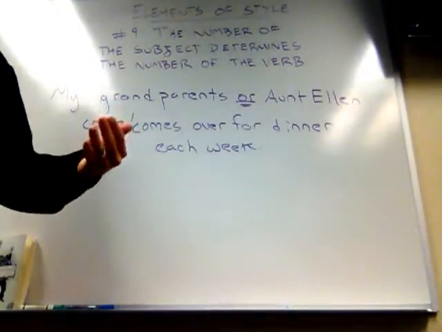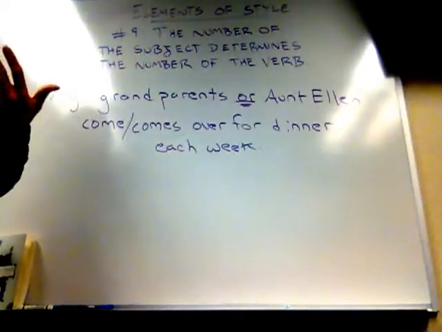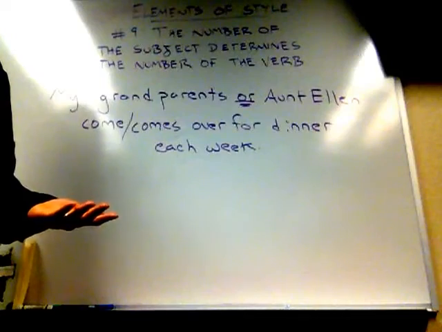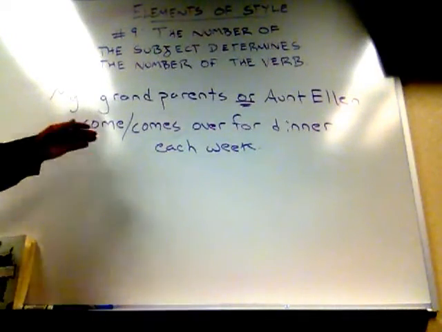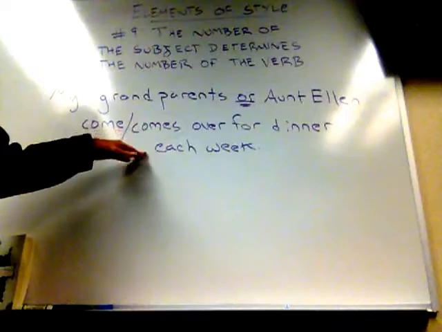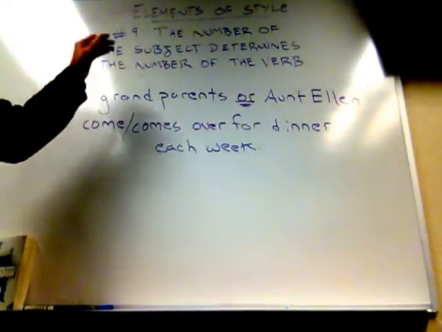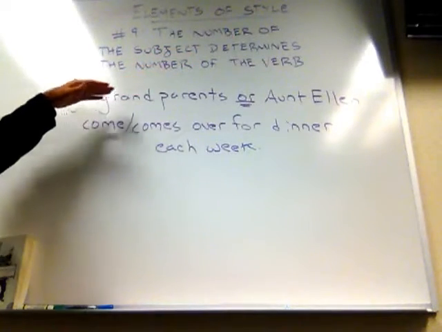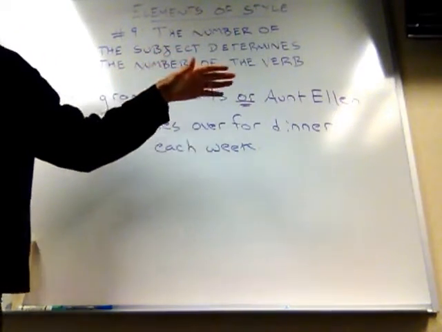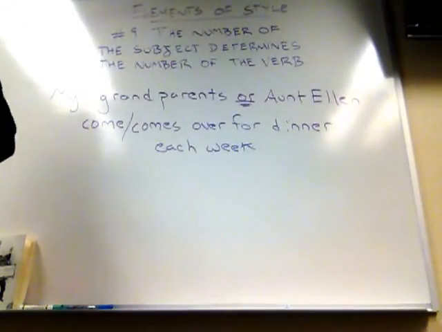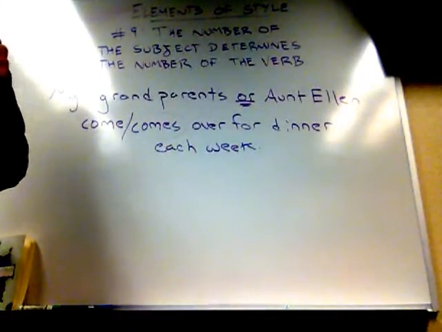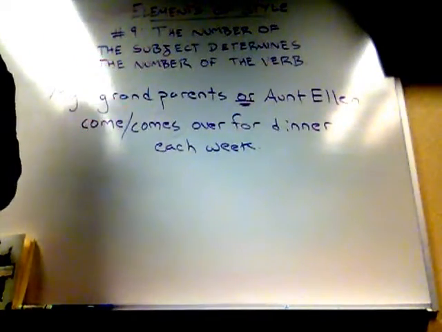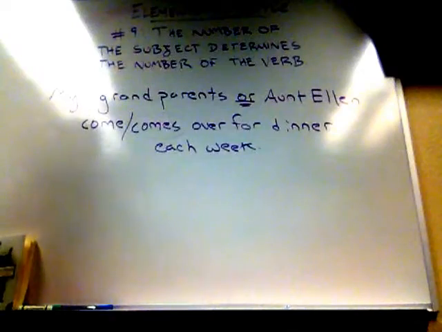Okay. Now often in speech I would say my grandparents or Aunt Ellen come over for dinner each week without thinking about it, right? In speech, it's not noticed. But when we do these things in writing, we want to be careful that we're actually following the rules we should. Okay, so the number of the subject determines the number of the verb. Whether it's these compound subjects or a subject that has a prepositional phrase in between it and the verb, you have to be clear, what's the subject, what's the verb. Make sure that a singular subject has a singular verb, and a plural subject has a plural verb.